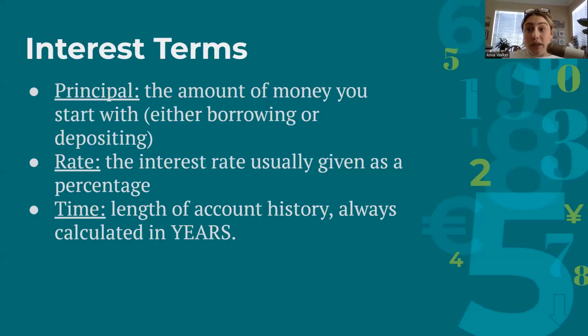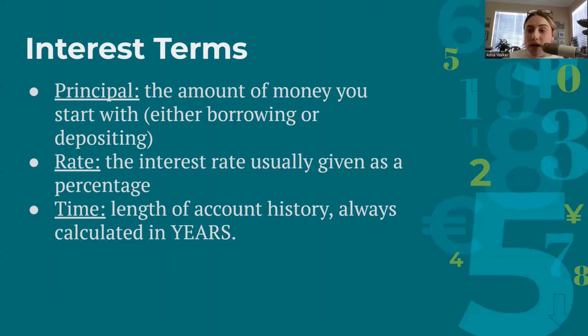However, when we're calculating interest, there are going to be some variables, some letters in our formulas that are going to be really important. You're going to see the letter P, which stands for principal. Principal is the amount of money that you start with. That's the amount of money that's in your account or that you put in your account to begin with. That's called the principal amount.